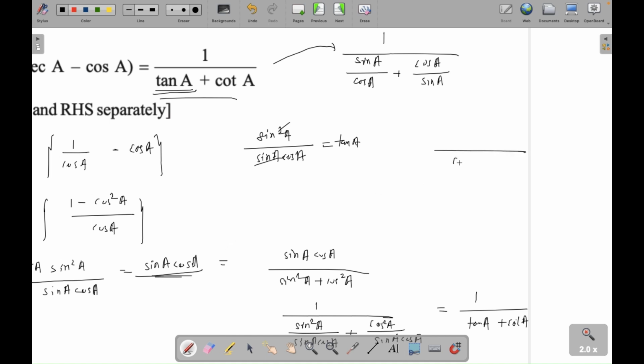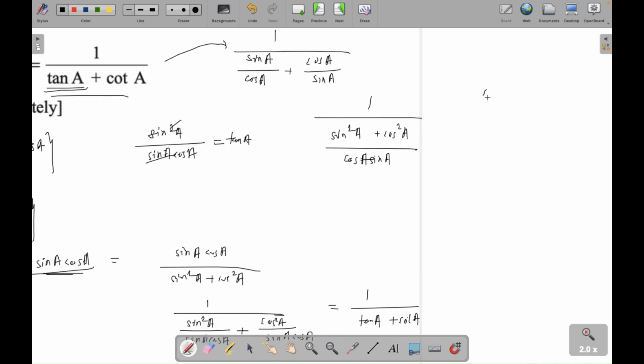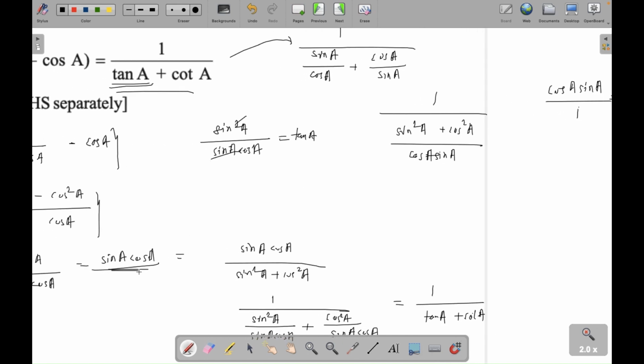So you'll just do cos A sin A, right, is the LCM, and then this becomes sin square A plus cos square A, and numerator you have 1. So cos A sin A comes to the denominator and numerator you'll get 1. Why? Because cos square A plus sin square A is 1. So this is equal to 1 upon cos A sin A. Right? So what we got here was cos A sin A, the same thing.